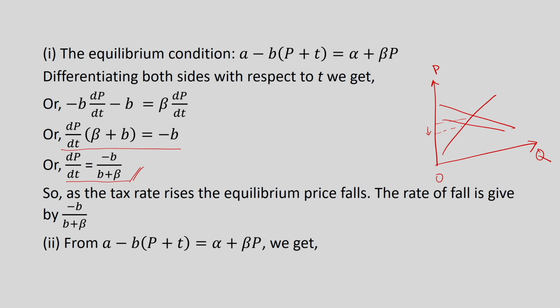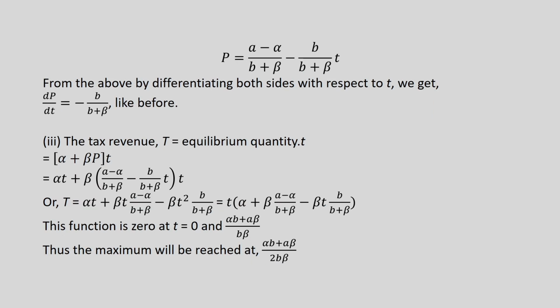Second part. In the second part we need to find out explicitly the form of P. Here implicitly I differentiated and found dp dt, but suppose I find out explicitly the form of P, the equilibrium price, and then I find out dp dt. So, I use the equilibrium condition to find out first the equilibrium price. If I simplify this, skipping some steps, I get P is equal to A minus alpha divided by B plus beta, minus B divided by B plus beta multiplied by T.